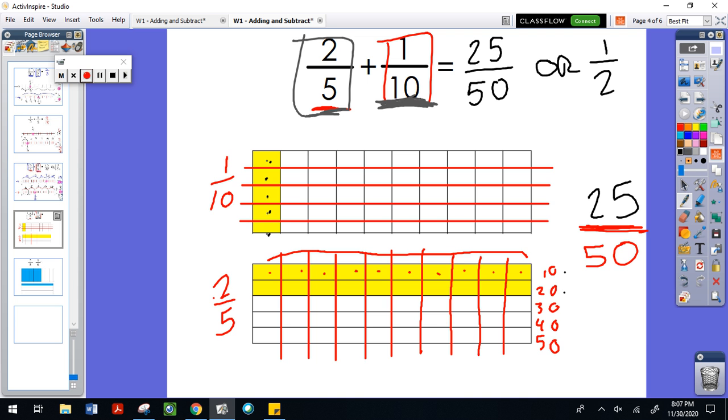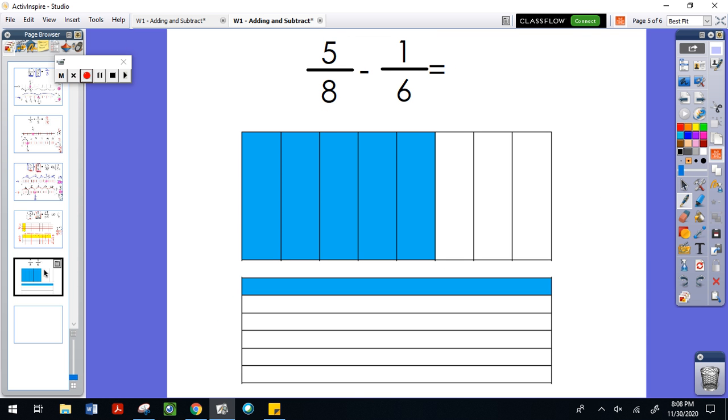So let's look at one more problem before you go. So we have 5/8 minus 1/6. All right, again, 5/8 represented right here, 1/6 represented right here.